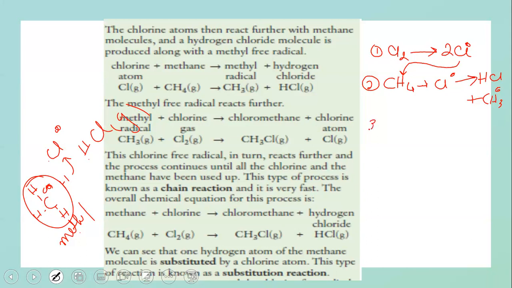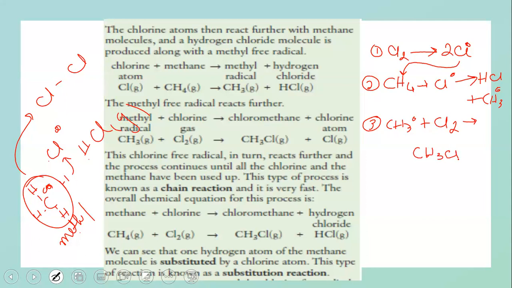Now what happens? After that, I have the methyl free radical. What will the methyl free radical do? It is also really reactive. It also wants to react with something. So this methyl free radical will react again with chlorine gas. This methyl free radical will break the covalent bond between chlorine and chlorine, and it will take this chlorine and attach it to itself.